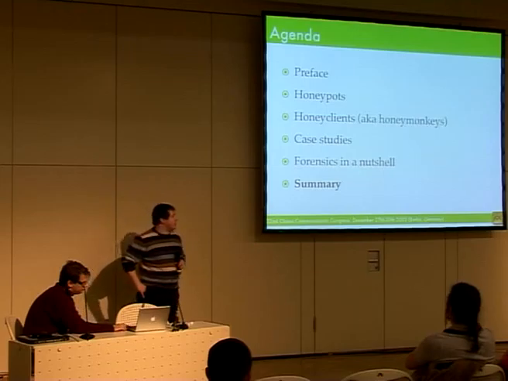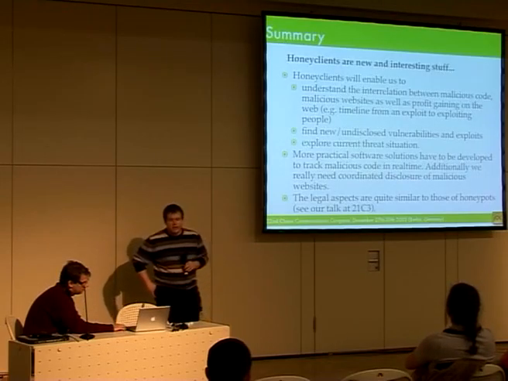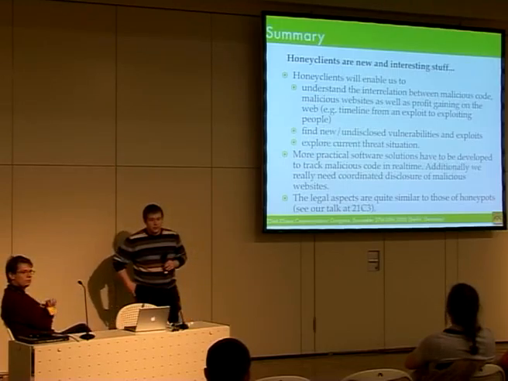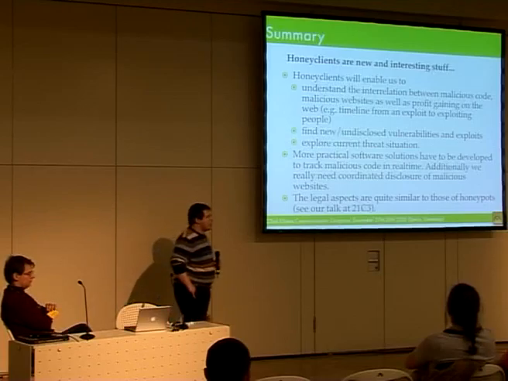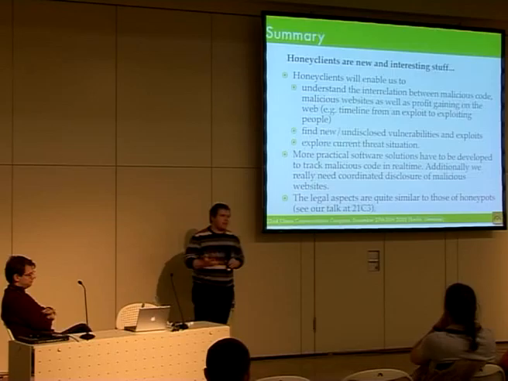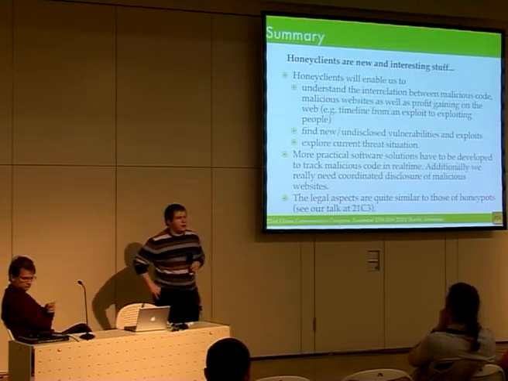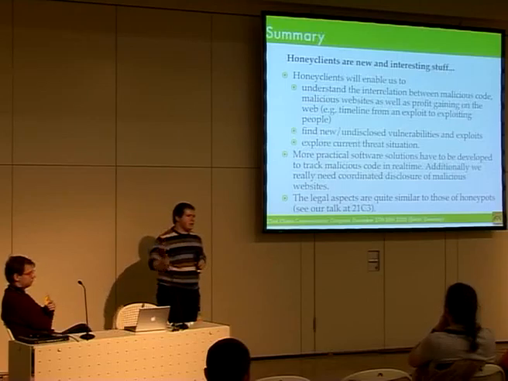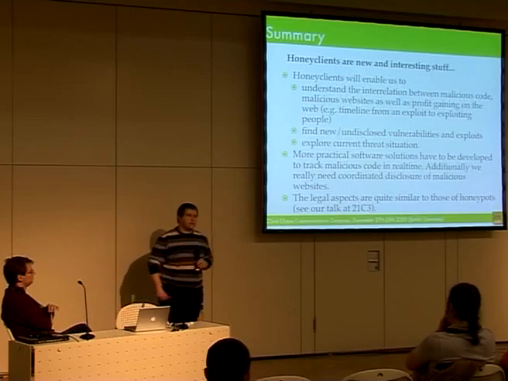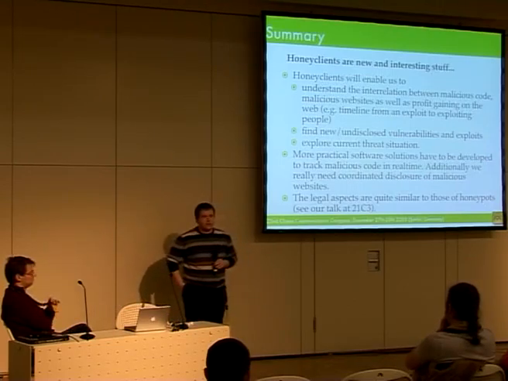So we almost come to the end. I think, or we both think, that honey clients are actually a very interesting type of research you can do. It will help us to understand the interrelation between malicious websites, malicious code, and then gaining money from the internet. And we still have to find out how long it takes for an exploit to be released, let's say on Chaotic or Full Disclosure or whatever, and then from being used. I think this WMF exploit we were just seeing the other day is a good example for this.